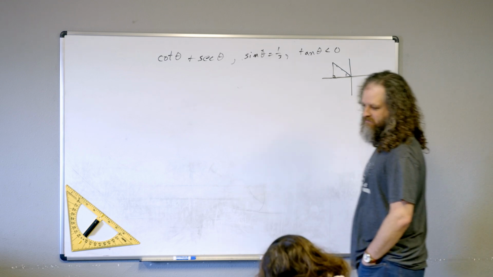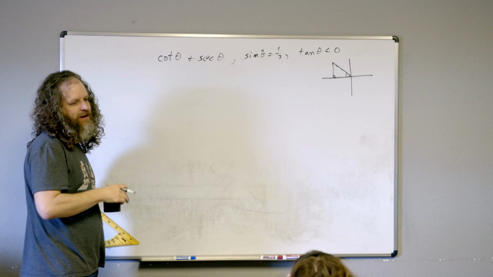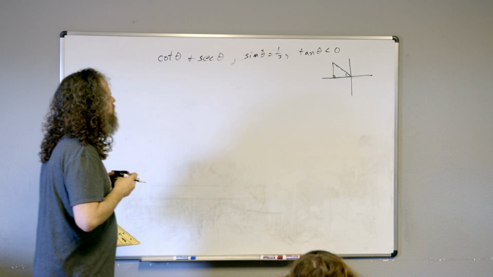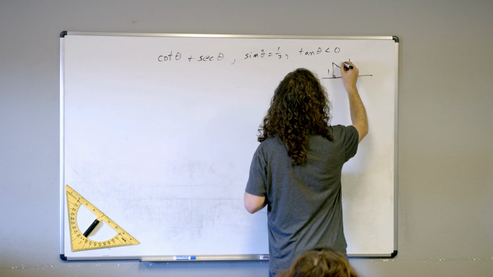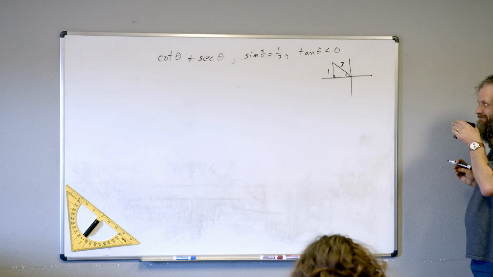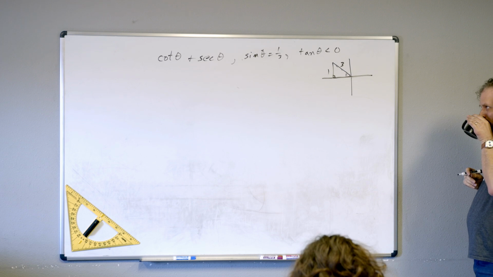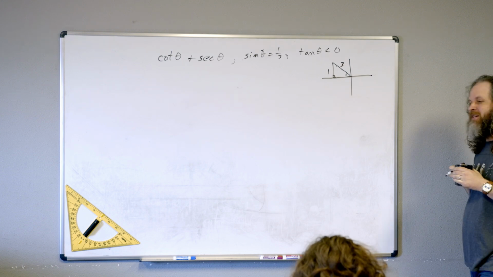What is sine? 1/3. Yes. What is it on the triangle? Opposite over hypotenuse. What can we do now? We can use marker. So for that line, Pythagorean theorem. Seems reasonable to me.